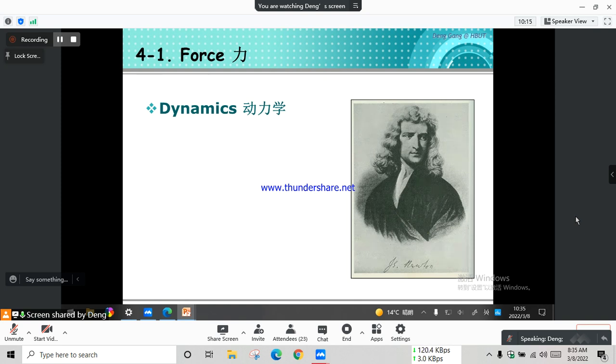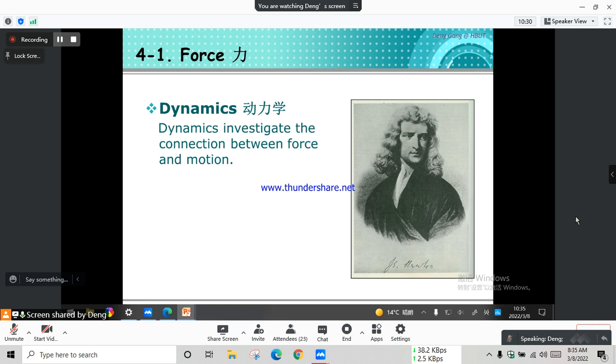Force, in Chinese, we call it 力. So dynamics investigates the connection between force and motion. That is why in Chinese we call dynamics 动力学. 动 means motion, 力 means force, and 学 means laws. So 动力学, dynamics, is the connection between force and motion.